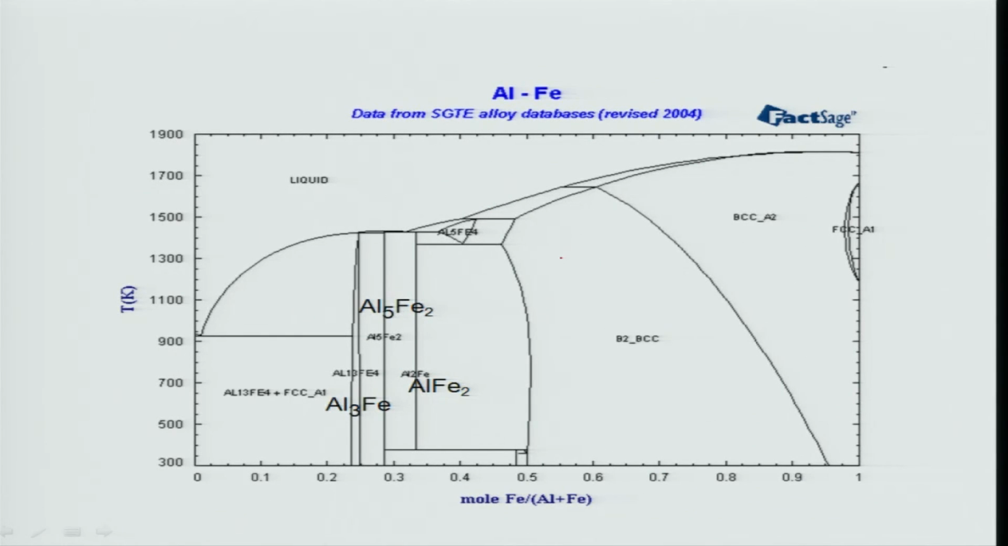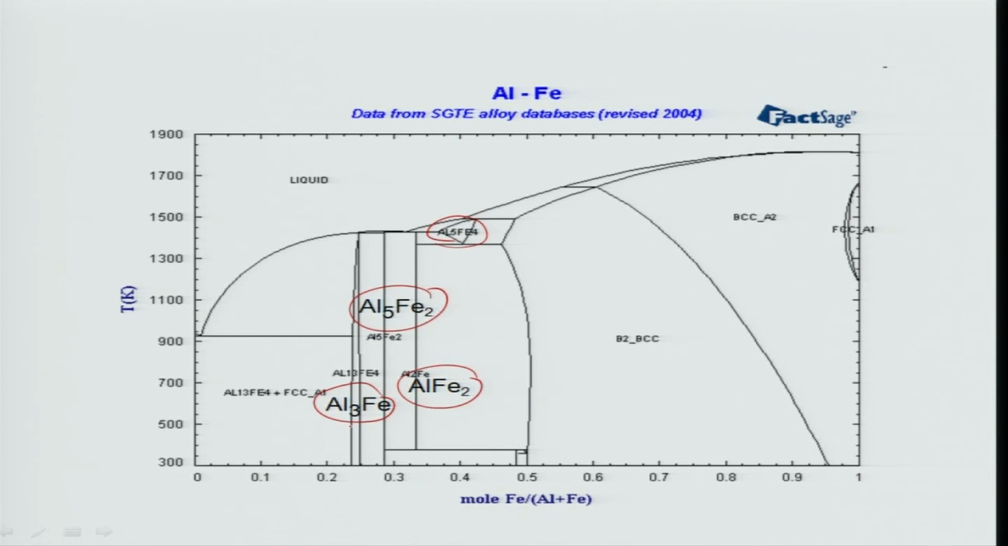Now another important phase diagram where several of these intermediate compounds exist is aluminum iron. This is what I am showing you. You can see there is Al3Fe, Al5Fe2, AlFe2 present, and there is another one, Al5Fe4, at the top, correct.